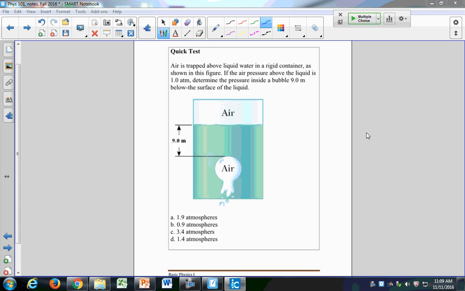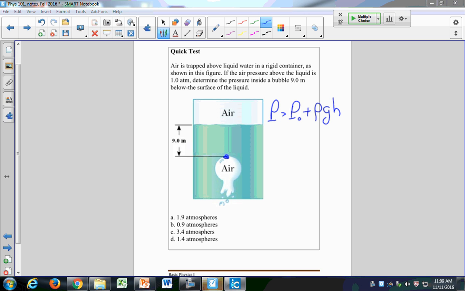You could probably reason this out because we just said that at 10 meters I have 1 atmosphere. So if I just go to 9 out of 10 meters, then I must get 0.9 atmospheres. And then when you add in the extra atmosphere that you have on the top, that gives you 1.9 atmospheres. If you really want to be rigorous about it, you would say P, that's P at this point, is equal to P naught plus rho times g times h.